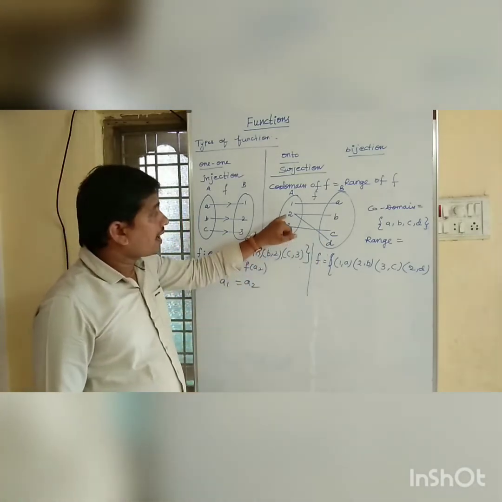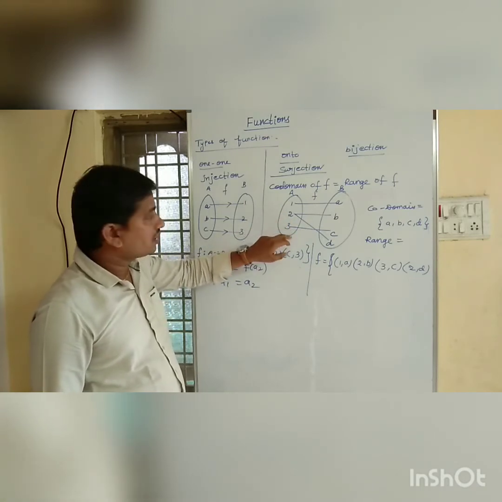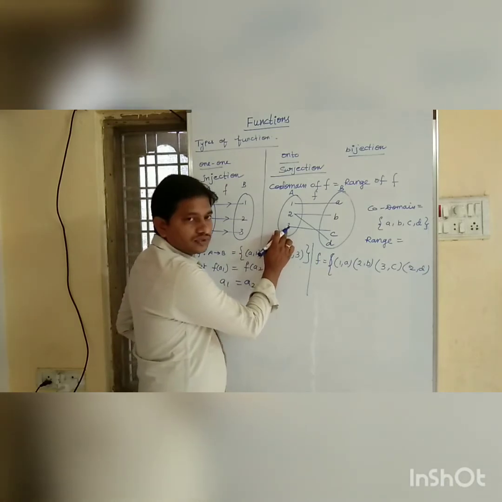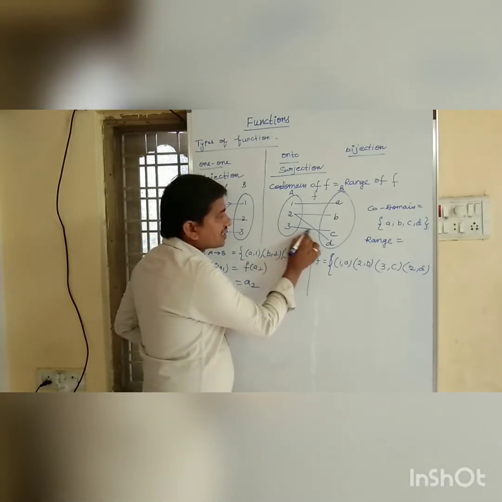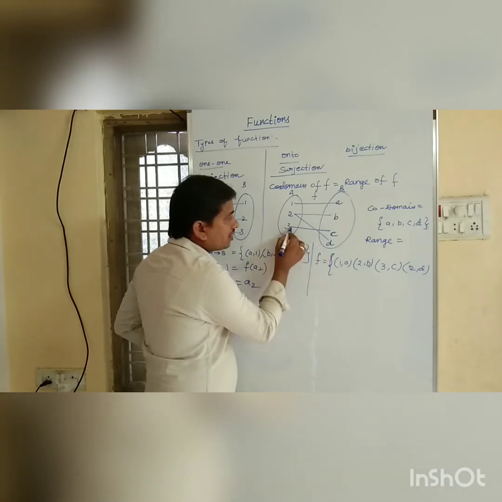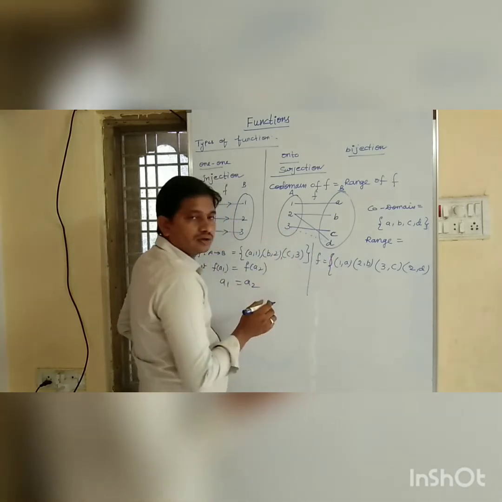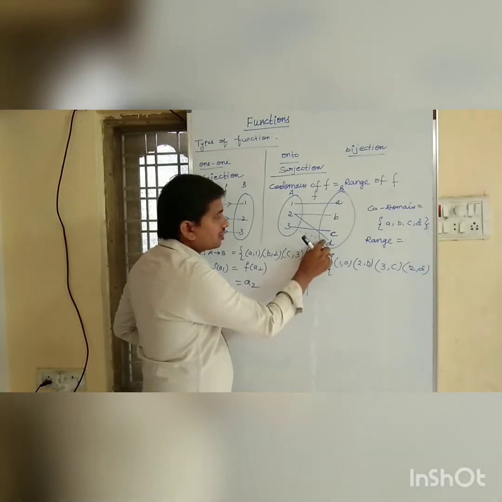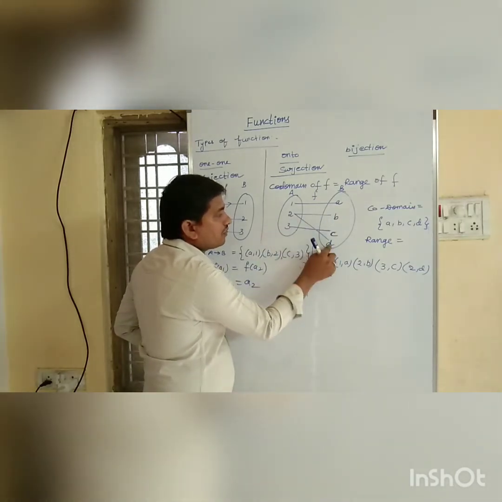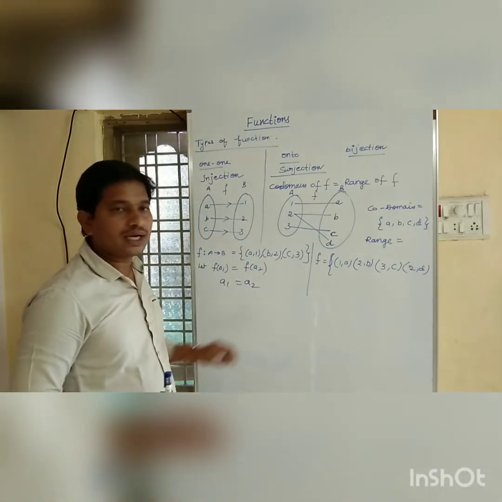But for another element, see children, if another element 3 is there, 3 actually is mapping with c. Can 3 map with d? No children. 3 cannot map with d. See, one element should map with only one element. Okay? See here.